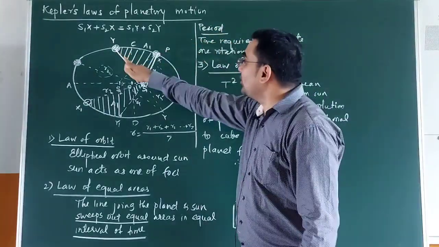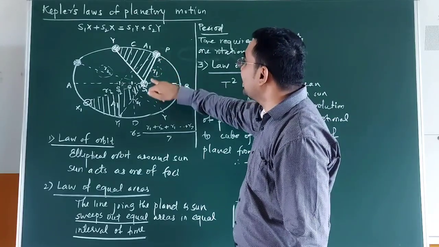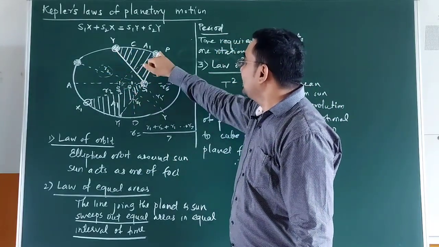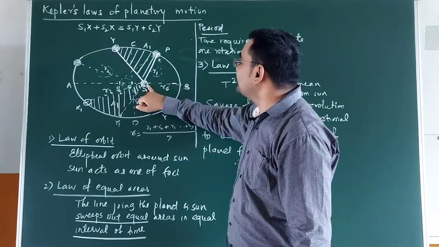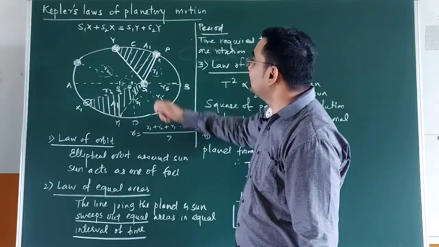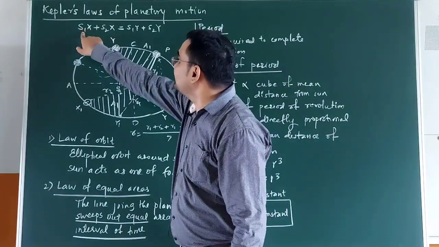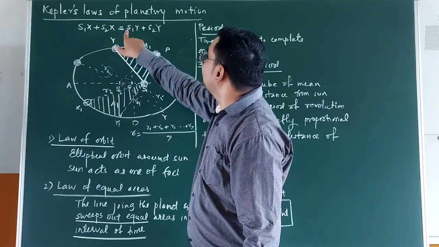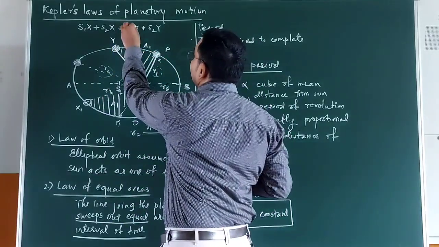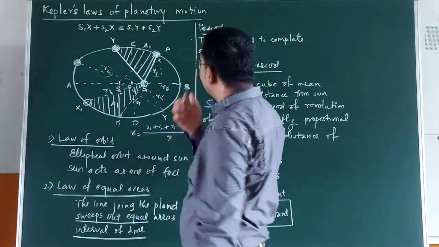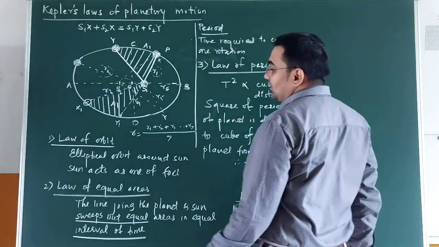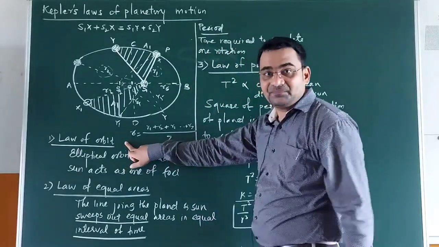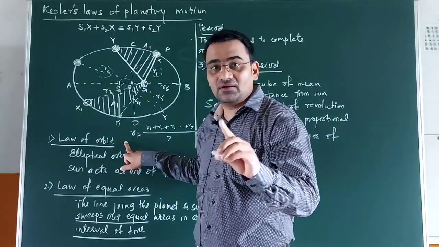I have explained to you the property of ellipse, with focus and directrix properties. If I consider any point on the ellipse and join it to the two foci of the ellipse, then the sum of these distances always remains the same. So S1X plus S2X is equal to S1Y plus S2Y. Then we have already stated the laws of planetary motion. The first law is the law of orbit.